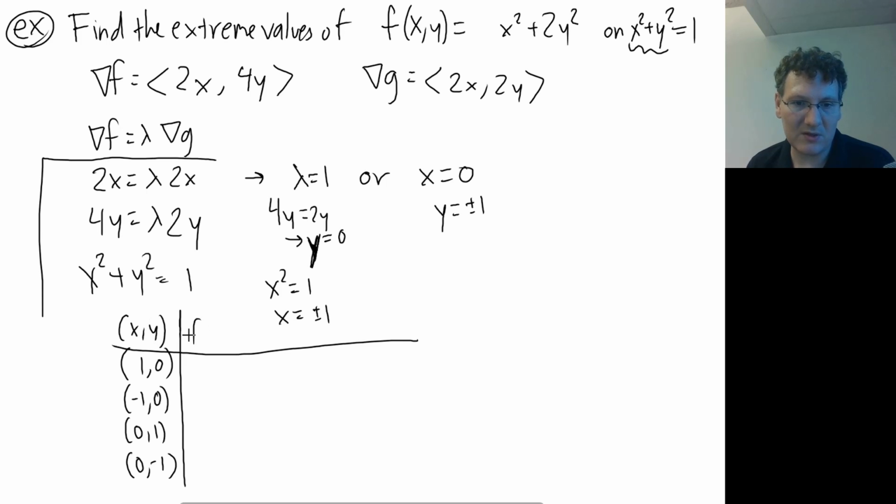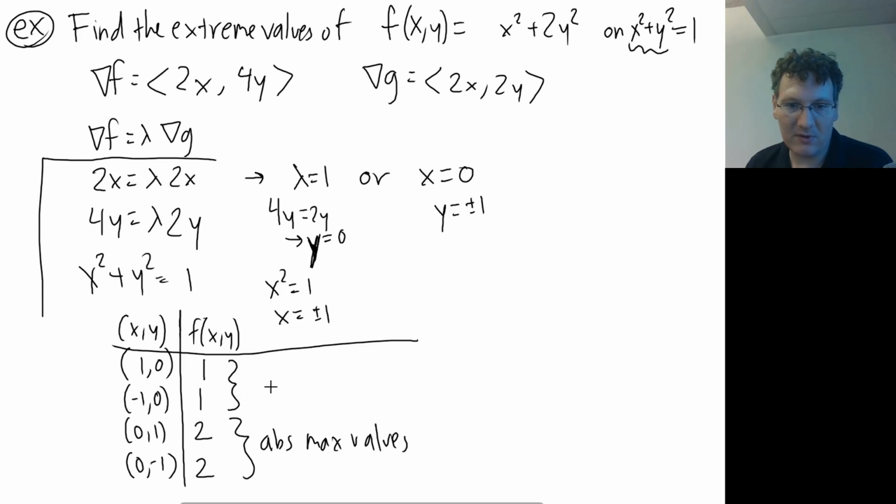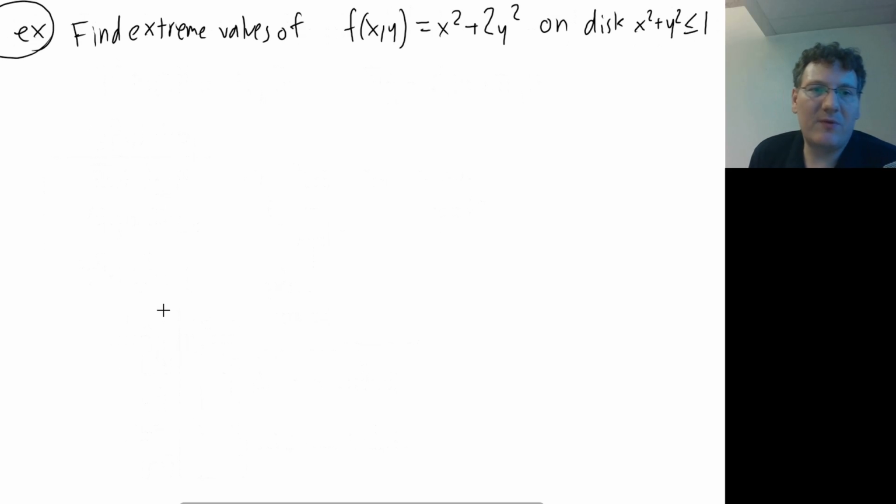We're going to evaluate f of x, y for all of those and see what we get. So you can see we're going to get 1 for the point 1, 0. Actually, for negative 1, 0, you're also getting a 1. And for 0, 1, we're going to get 2, and also for 0, negative 1. So you can see that these 2 points are the absolute max values, and these two values are the absolute minimum values.